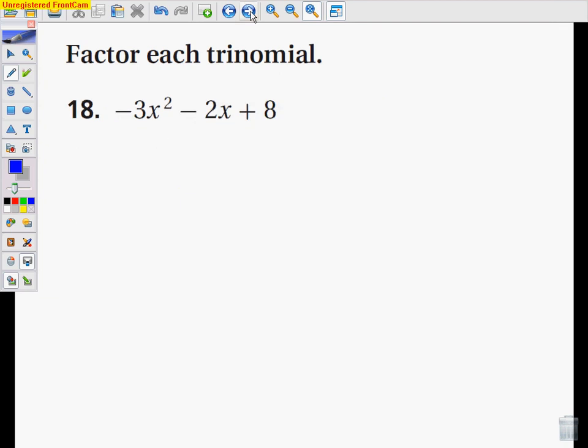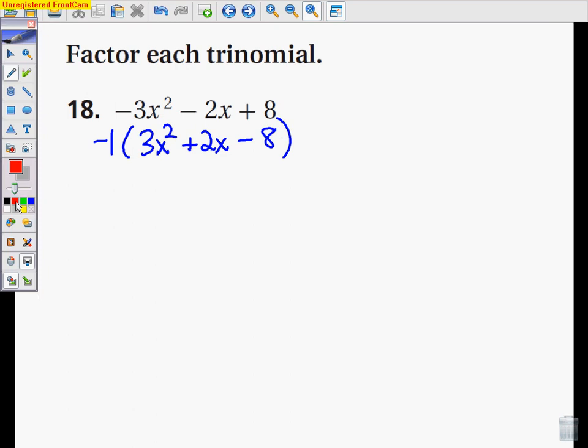All right, this problem, this is similar to the last one. However, one thing that I would suggest you do is to never have an a that's negative. All right, so what we did in class is we factored out a negative 1 when a was negative. All right, so if you factor out a negative 1, in first position you'd be left with 3x squared, and then you'd have a positive 2x, and then a minus 8. Okay, we just factored out negative 1.